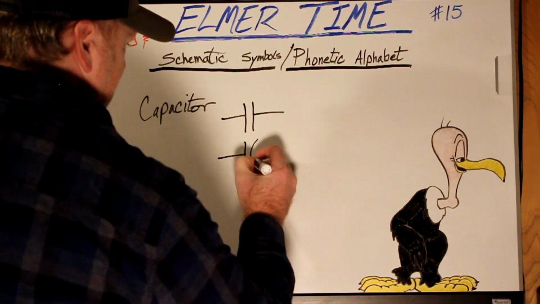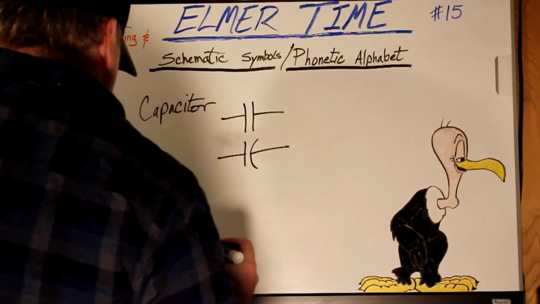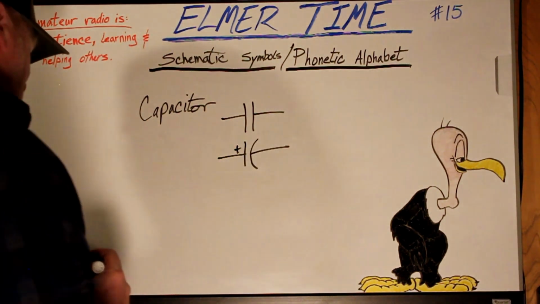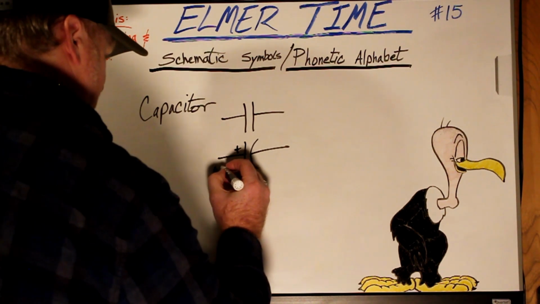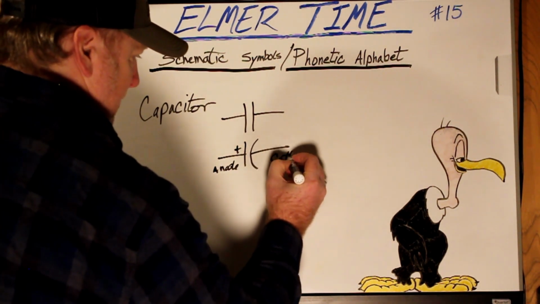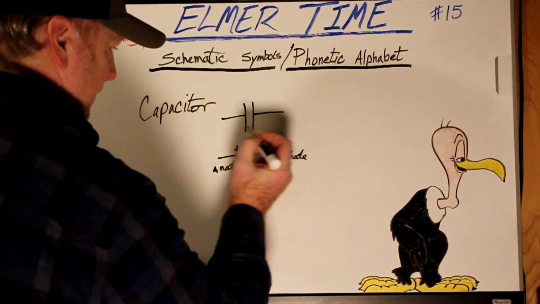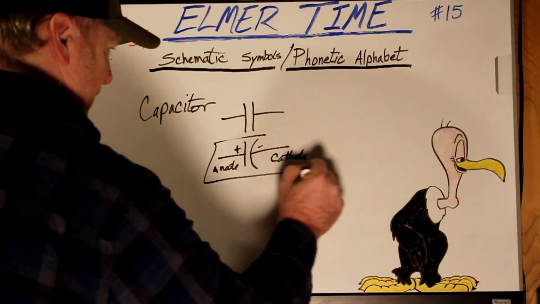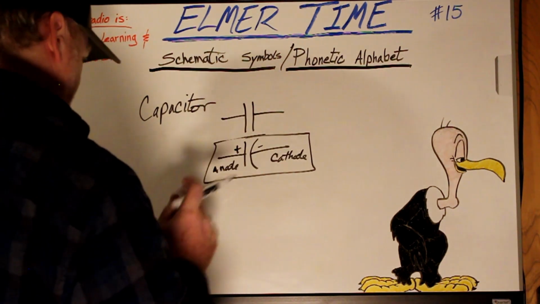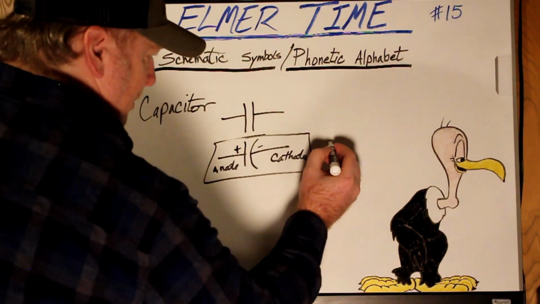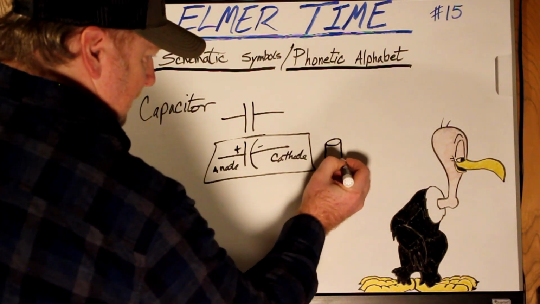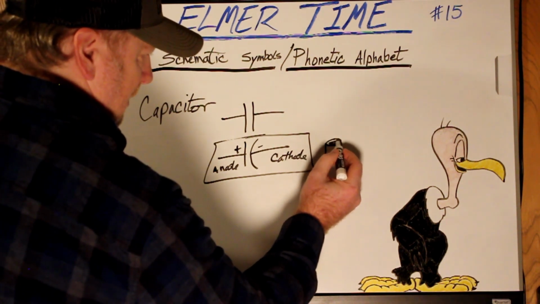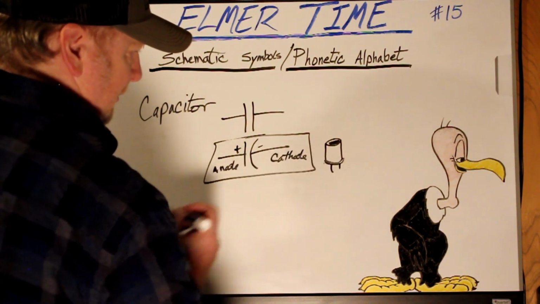A polarized one would be like that. And this side would be the anode. This is the cathode, the negative side. This would be an electrolytic style capacitor, or polarized. These you normally see as a round, small can with two leads coming off.